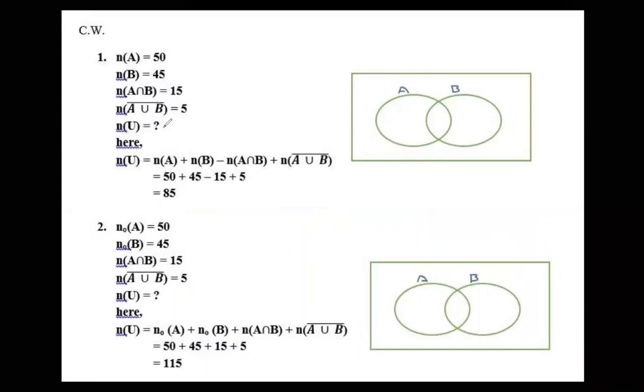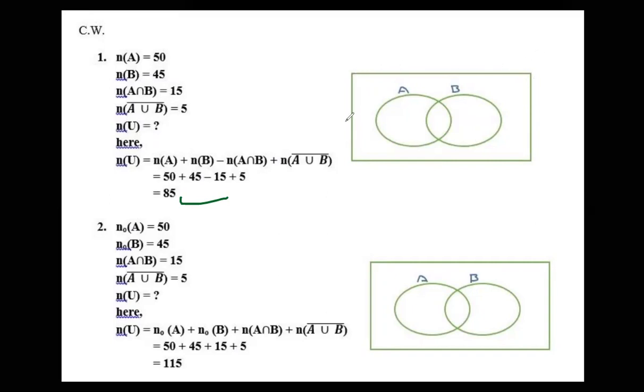So what is the value of Na? Na means 50, B means 45, intersection means 15, and complement is 5. So we just need to add and subtract the numbers, and we get 85 as the answer. It's so simple. You just need to put in the values and get the answer. And we need to make the Venn diagram also.